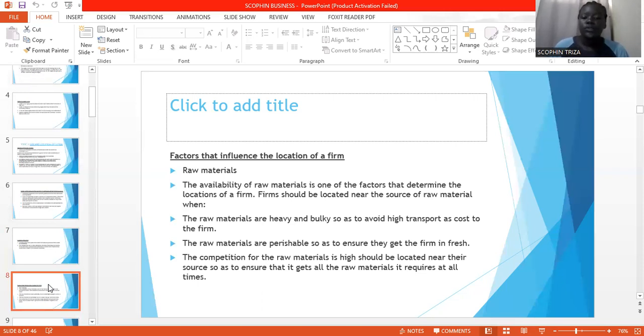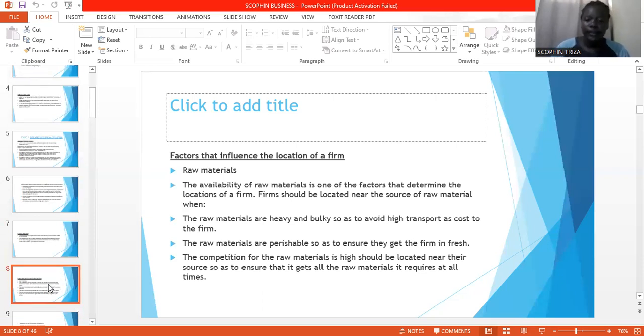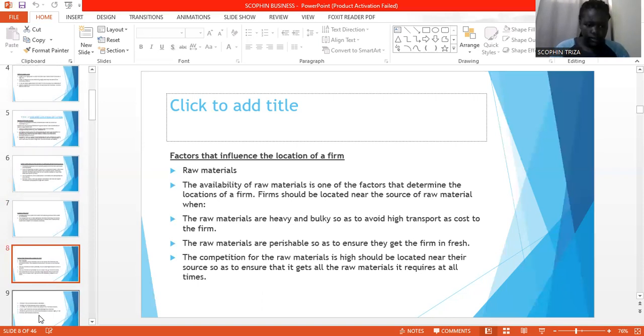When the competition for the raw material is high, farms should be located near their sources so as to ensure that they get all the resources that are required at all times.